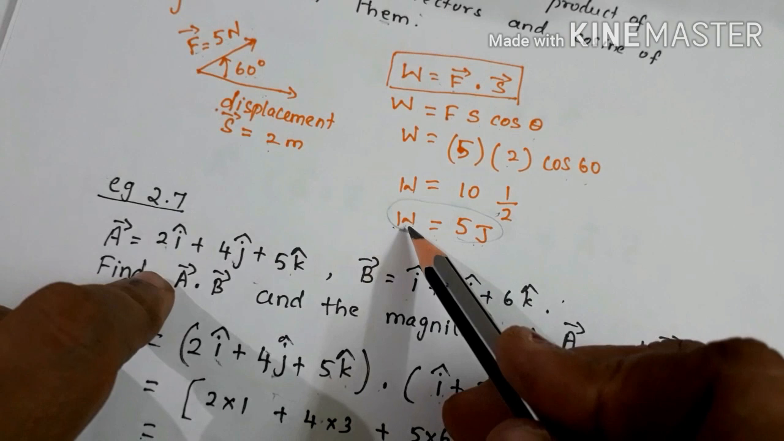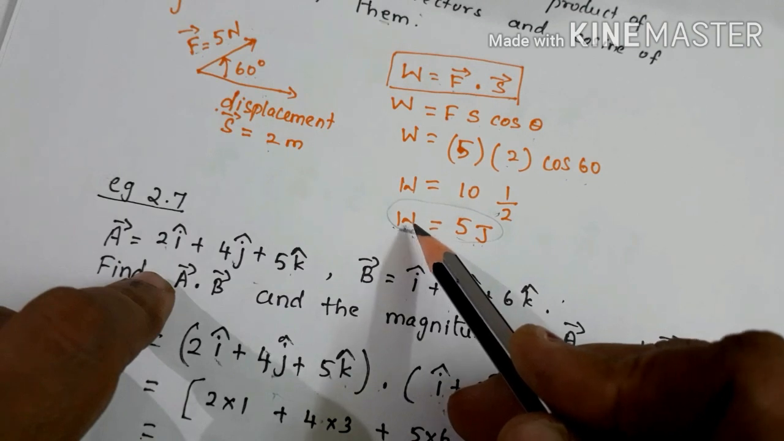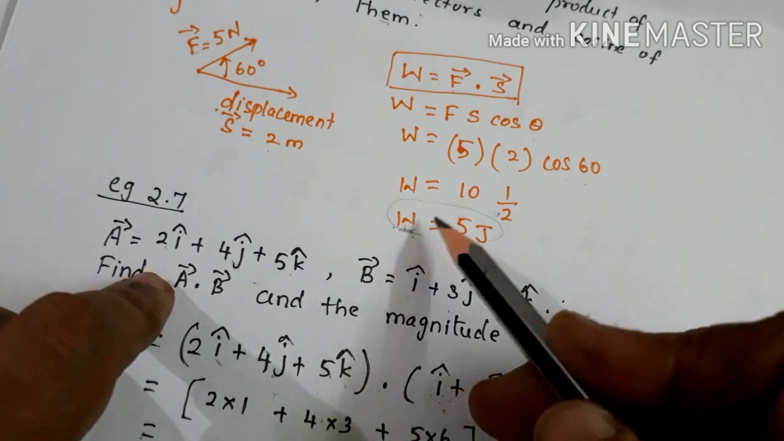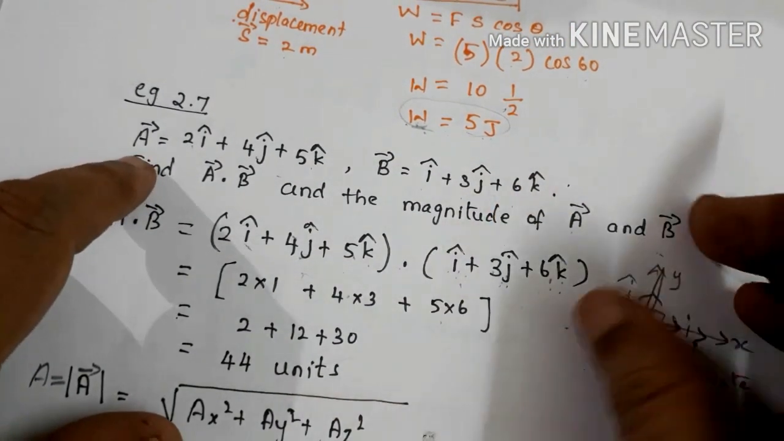Yes, work done is a scalar, right? In a dot product, work done is a scalar. So you need not mention the direction. No direction in this case. Now you should know how to find the dot product, children.